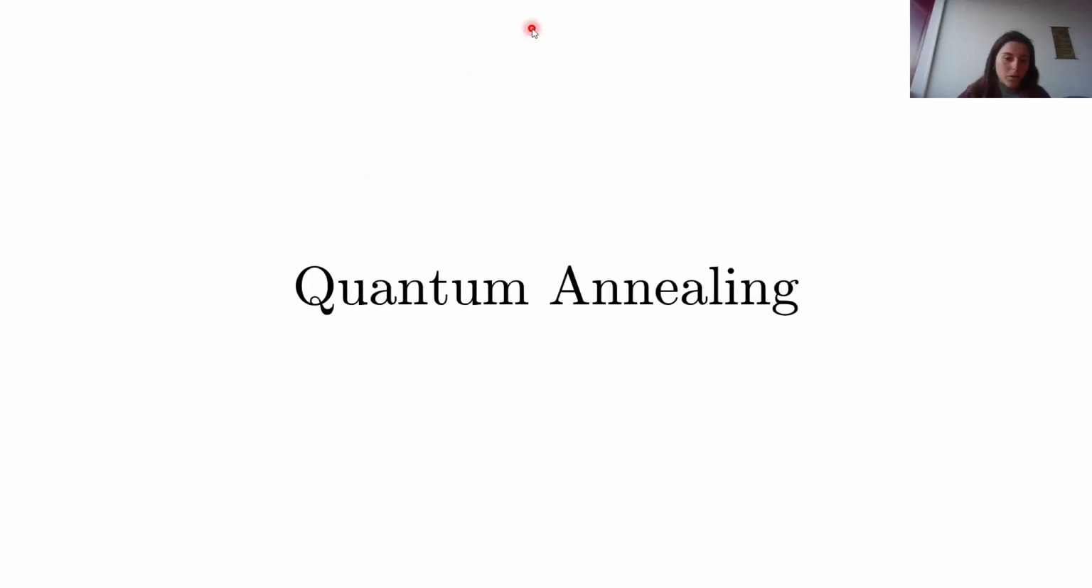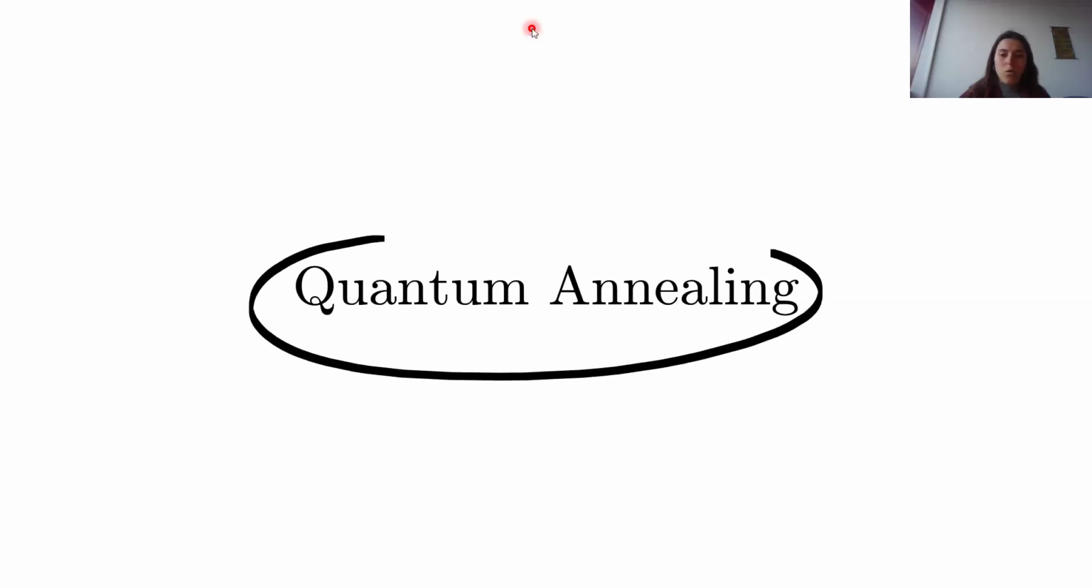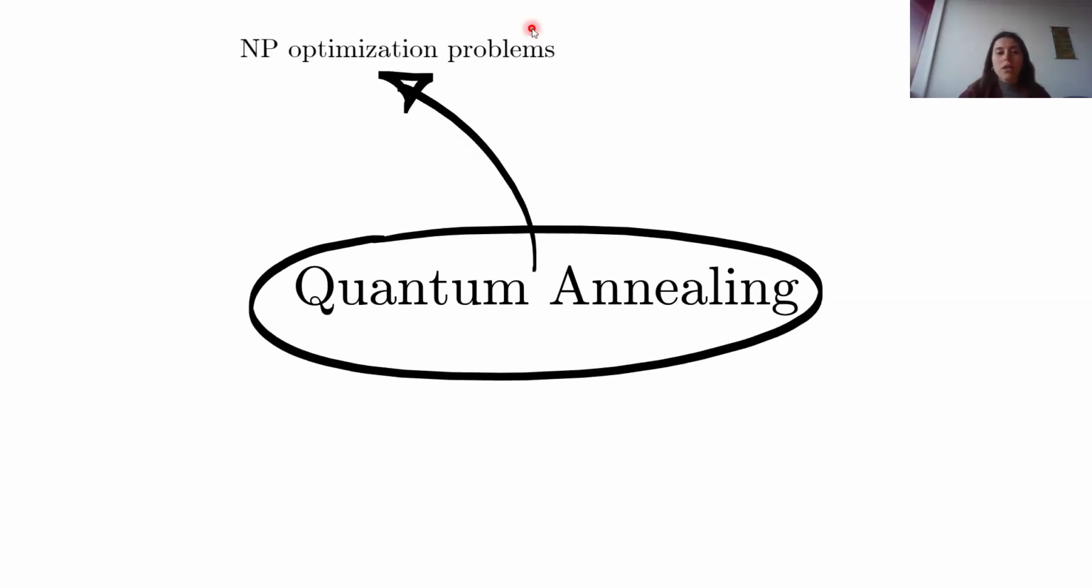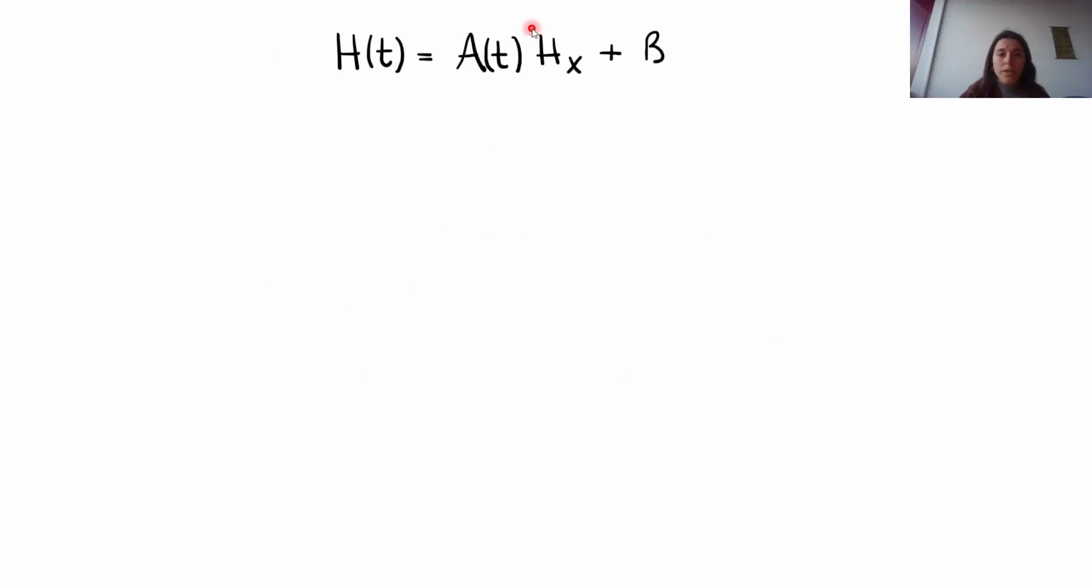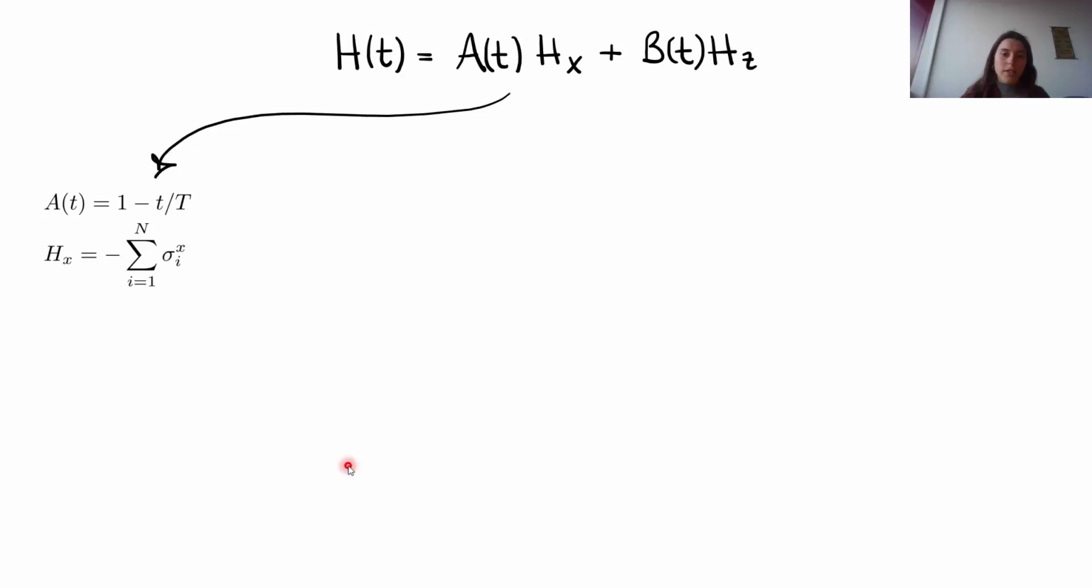First of all, let's talk about quantum annealing. Quantum annealing is a quantum algorithm that deals with the solution of NP optimization problems. What we usually do is considering a time-dependent Hamiltonian that consists of two terms. The first term is made up of an annealing schedule, which in our case decreases linearly in time, that multiplies a Hamiltonian which is set at t equal to 0 equal to Hx, which is usually set as a transverse field Hamiltonian whose ground state is easy to retrieve.